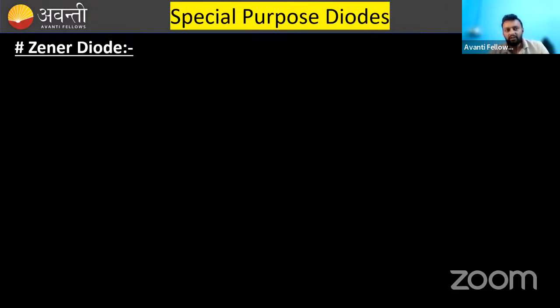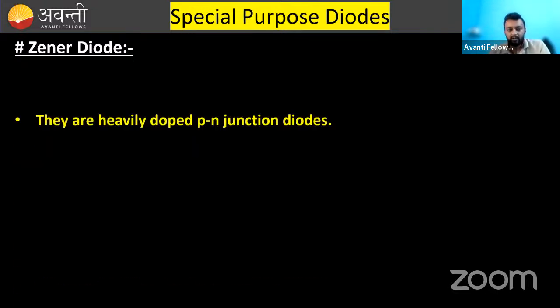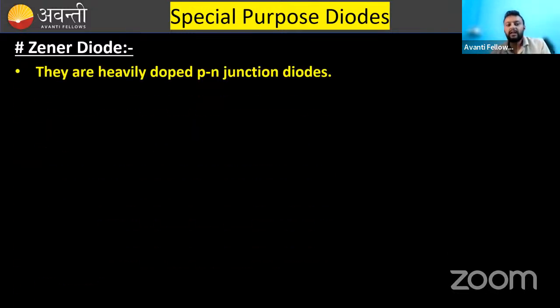What is the breakdown region? I told you that in the VI characteristic graph, at a certain voltage, in reverse biasing, the current suddenly increases. That region is called the breakdown region. So it operates in that region. So what are the qualities of this Zener diode?